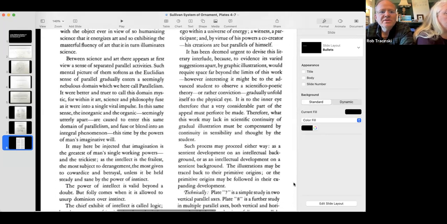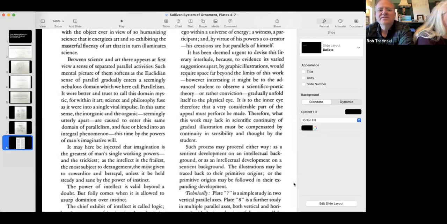Between science and art, there appears at first view a sense of separated parallel activities. Such mental picture of them softens as the Euclidean sense of parallel gradually enters a seemingly nebulous domain, which we here call parallelism. It were better and truer to call this domain mystic, for within it art, science, and philosophy fuse, as it were, into a single vital impulse. In this same sense, the inorganic and the organic, seemingly utterly apart, are caused to enter the same domain of parallelism and fuse or blend into an integral phenomenon, this time by the powers of man's imaginative will.